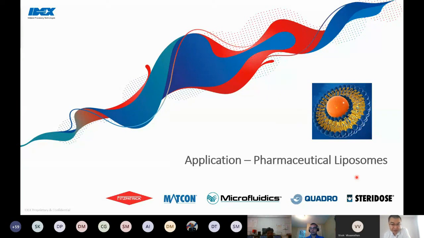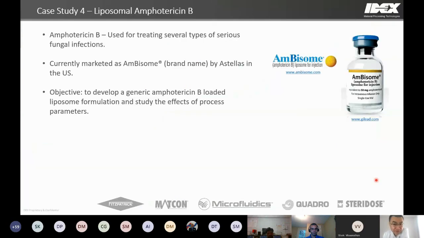In the past few years, we've been collaborating with Professor Yvonne Perrie and her group at the University of Strathclyde on liposome formulations and process development with the microfluidizer technology. The first liposome formulation we looked at is the liposomal amphotericin B formulation.